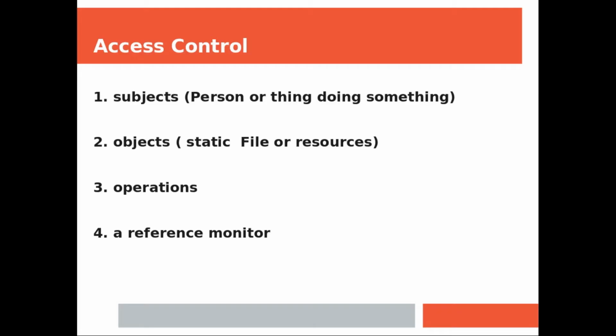Access control consists of 4 parts. One is the subject, that is a person or a thing doing something. Then the object, a static file or resource like a printer or something. Then operations, like opening the file, reading the file, deleting the file. And a reference monitor, just like your operating system firewall.